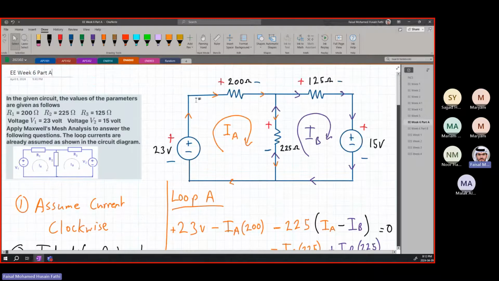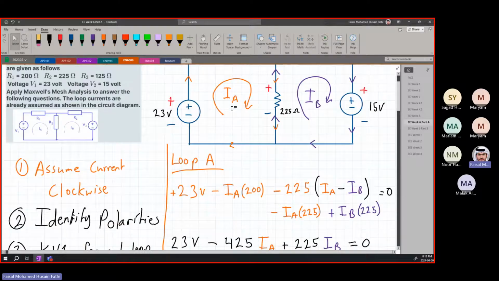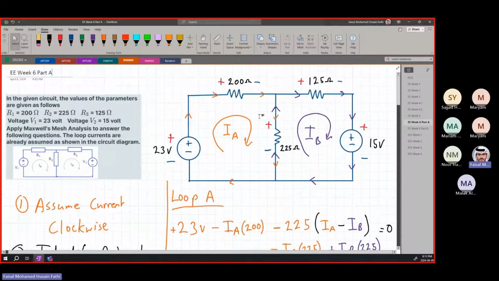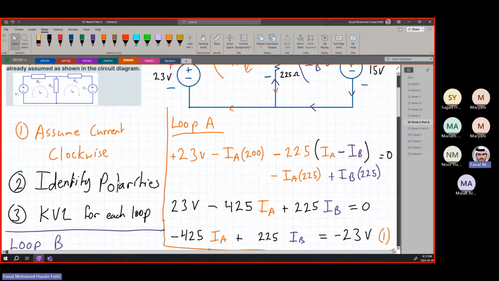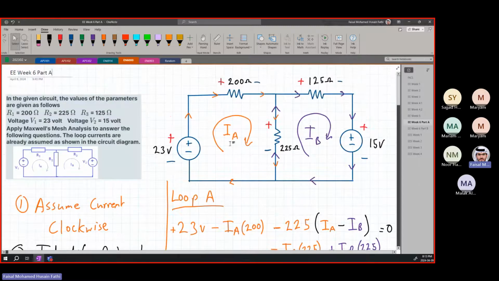Remember, when current is flowing through a resistor specifically, or through a component, it goes from the plus to the minus, so you put plus and minus, and it is always based on the assumption you make. When you make the assumption at the beginning, it's fine, it might be correct, it might be wrong, it's normal, because later in the result, if it's negative, it will be clarified. So you make the assumption at the beginning, you identify the polarities, then you will do KVL for each loop. Basically, you're going to choose the current, do the KVL.